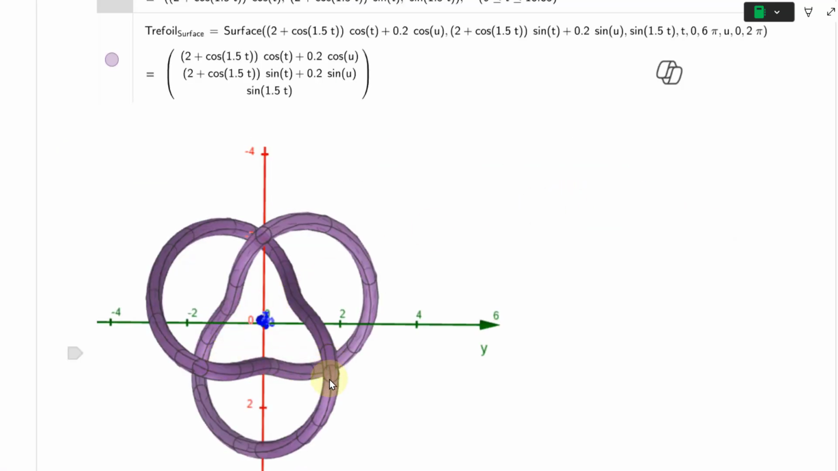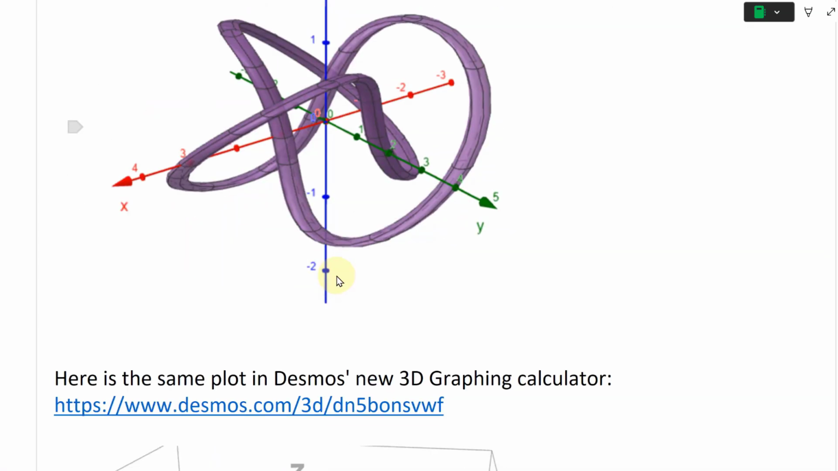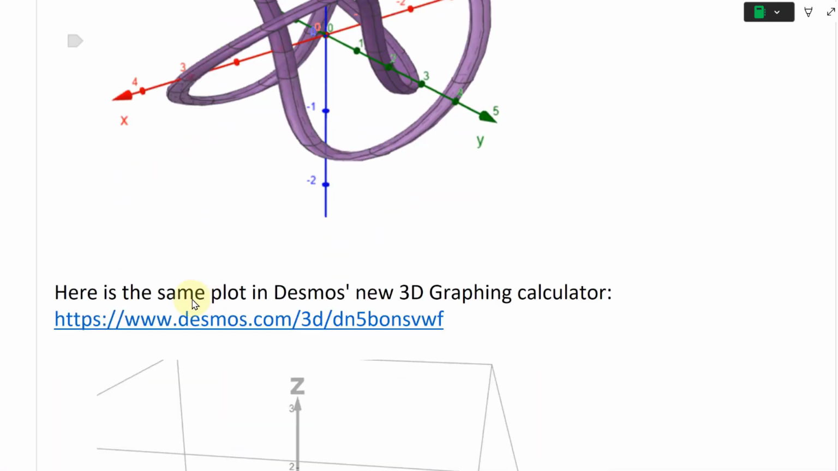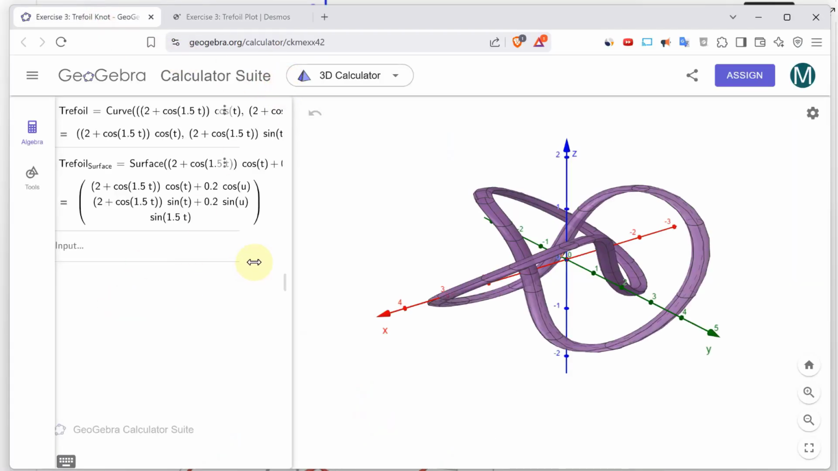This goes above, below, above, below, above, below, and so on. It loops all the way around. There it is from a 3-dimensional view. Also, here's the same plot in Desmos' new graphing calculator, which has a tube automatically built in. They just created a new one, trying to compete with GeoGebra. I used to use Desmos for 2D, and I will use Desmos later. But anyway, here's the graph.